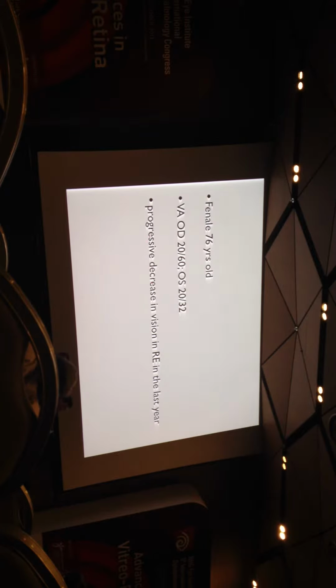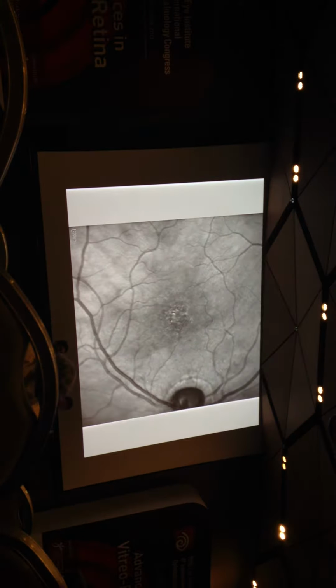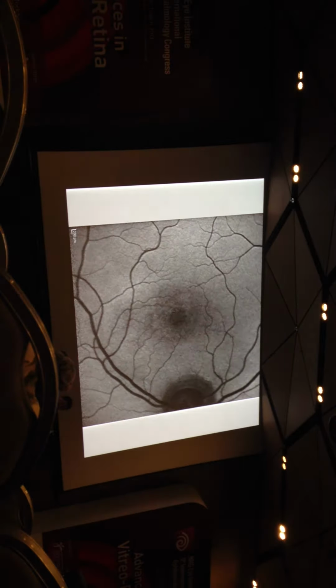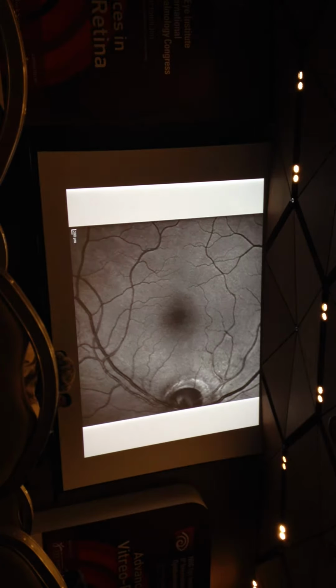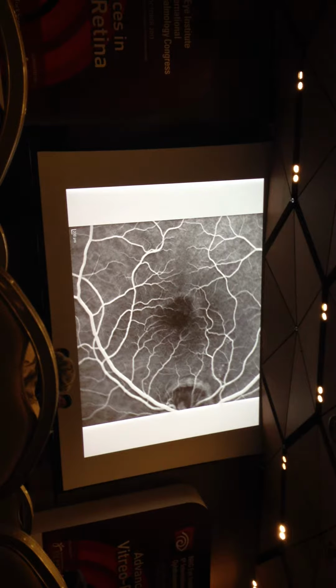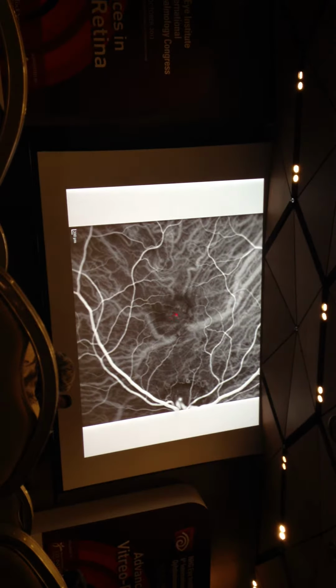So it's progressive decreasing vision in the right eye in the last year. This is the infrared image, the autofluorescence, nothing in particular. The blue reflectance, fluorescein, but the ICG clearly shows a very nice occult CNV.